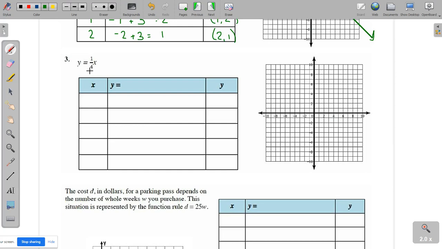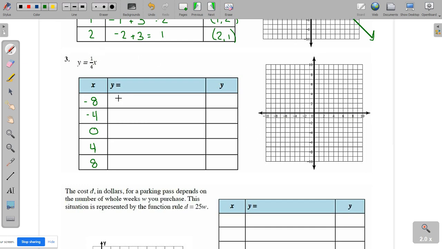Okay. So for number 3, we have y equals 1/4 x. So here we're going to use multiples and factors of our denominator of 4. So we're going to use -8, -4, 0, +4, and +8. This way, it ends up being nicer numbers to work with for our graph.